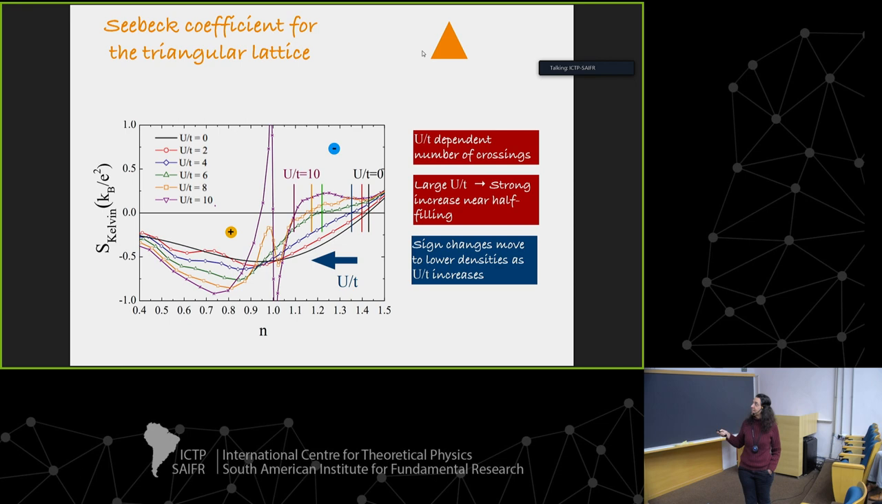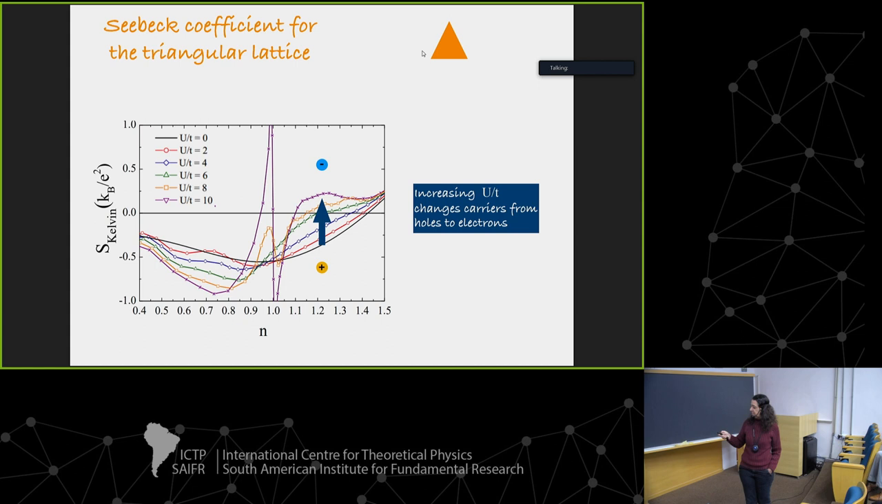But here there is something very interesting. As we increase correlations, the crossing point where the Seebeck coefficient changes sign moves to lower density as we increase U. The effect of that is interesting. For U equals zero, we have a positive carrier. As we turn correlations on, we end up with a negative carrier. So the increase of correlation changes the nature of the carrier from holes into electrons in this region of density. This is very interesting.